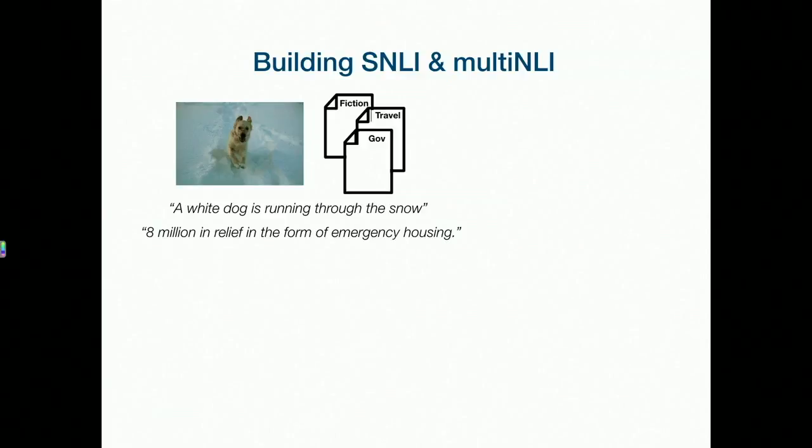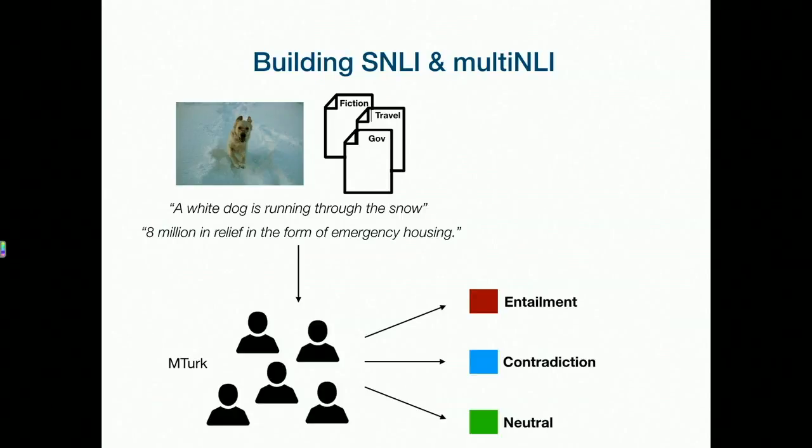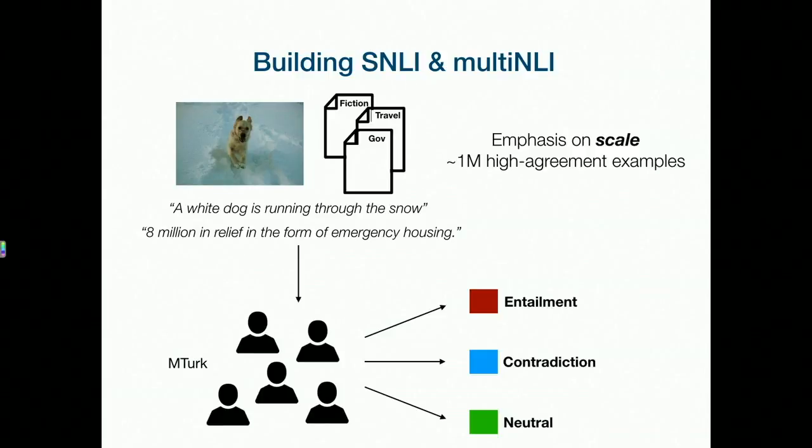So essentially, SNLI and multi-NLI are generated through captions and source text from multiple genres that are fed to annotators on mTurk, who are then asked to create those three hypotheses: entailment, contradiction, and neutral. There's a real focus on scale here, both from the annotator's perspective as well as the task designer's perspective. The task designer wants as many examples as possible so we could feed those data-hungry neural nets. And annotators want to maximize the reward, annotate as many examples as possible. And SNLI and multi-NLI achieved about 1 million high-agreeing examples.